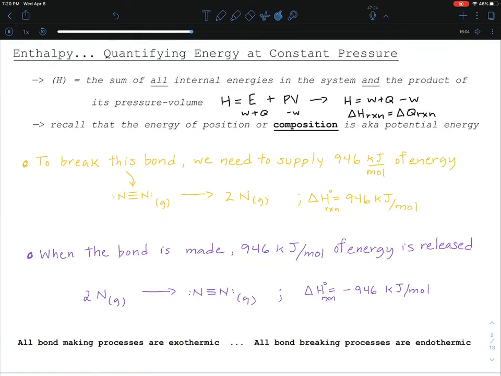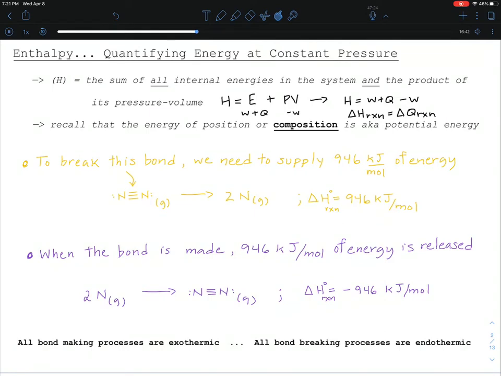So the flip side of this, though, is when we make the bond. If I take 2 moles of nitrogen atoms in the gas phase and I allow them to come together and react and form the nitrogen-nitrogen triple bond in the gas phase, I'm going to release 946 kilojoules of energy per mole of reaction, okay? So if it takes 946 kilojoules of energy to break the nitrogen-nitrogen triple bond, that means when I form the nitrogen-nitrogen triple bond, 946 kilojoules of energy per mole of reaction are released.